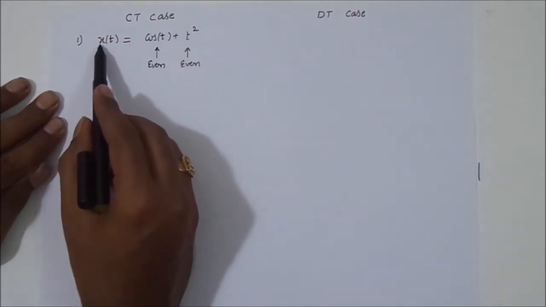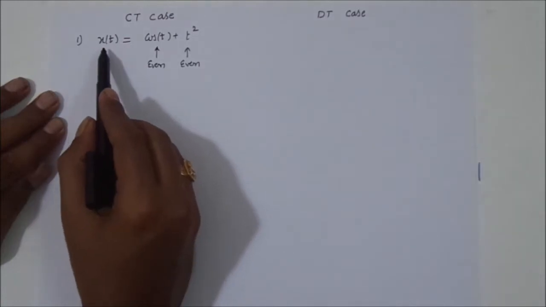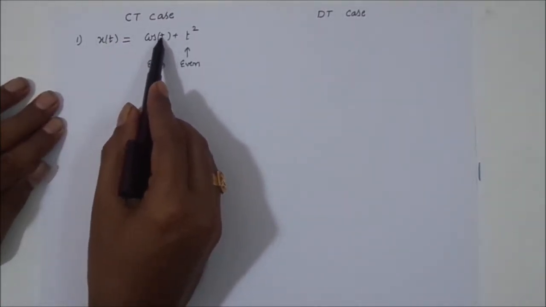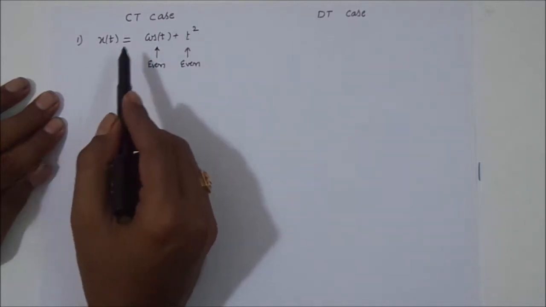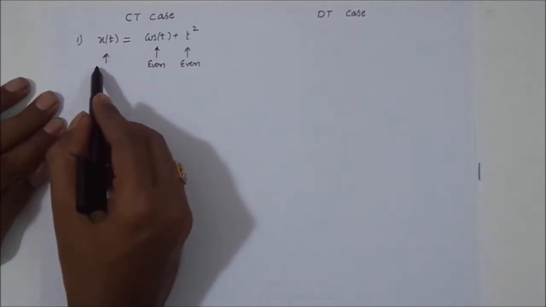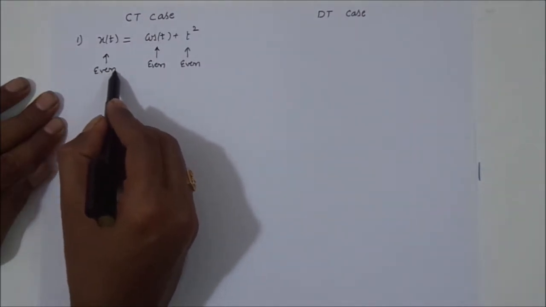How do you say that? If you replace t with minus t, what do we get? Cos of minus t plus minus t whole square, which again is an even signal. So we get x of t also to be an even signal.